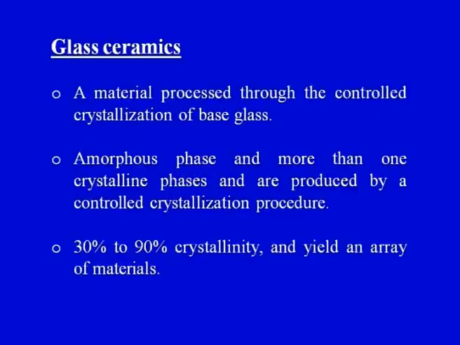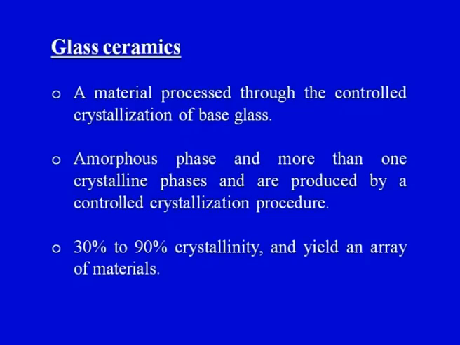So, there is an amorphous phase and more than one crystalline phase, produced by a controlled crystallization procedure. The glass ceramic will exist in an amorphous phase and more than one crystalline phase, and it is processed by controlled crystallization. We have to undertake a certain amount of crystallization, 30 to 90% crystallinity, and this yields an array of materials. So, we will get different types of materials. Basically, we process the glass and later add a certain degree of crystalline nature into that base glass, and we get a glass ceramic.